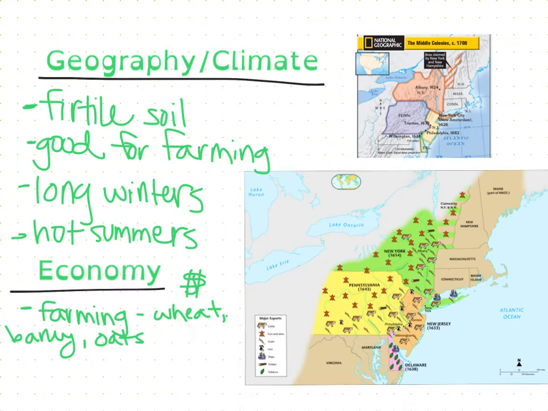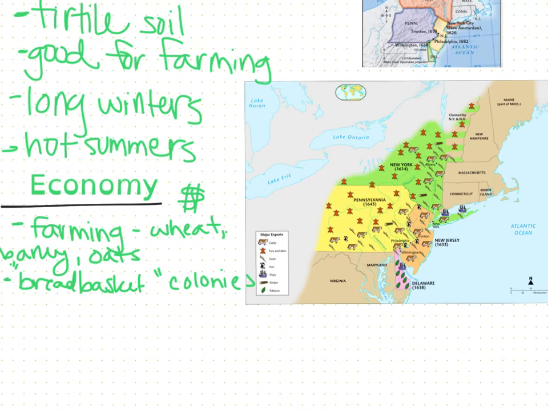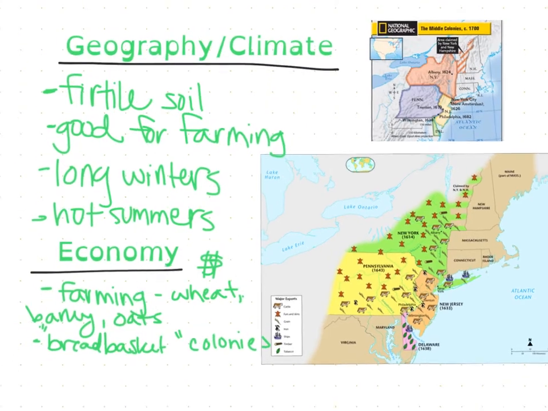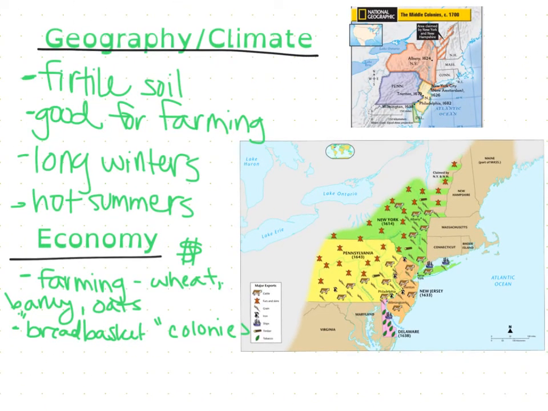Because they had all these grains that they were farming, they actually got the nickname of the breadbasket colonies because all of the things that they were growing were able to be made into bread. And then there's just one more thing that we need to add here in their economy, is that they were a center for trade.